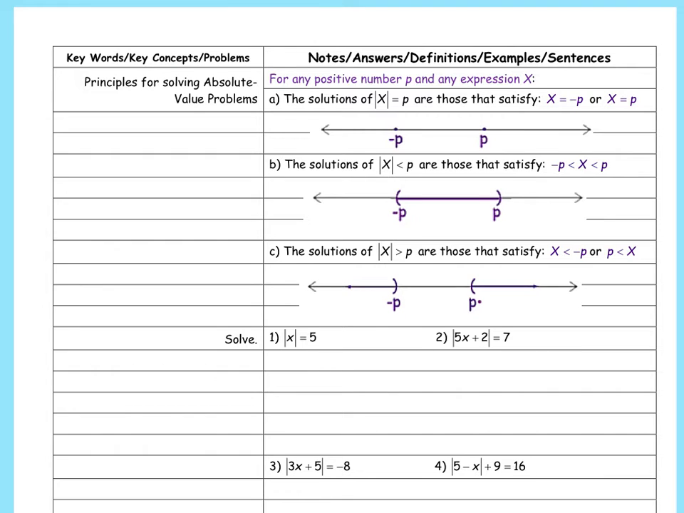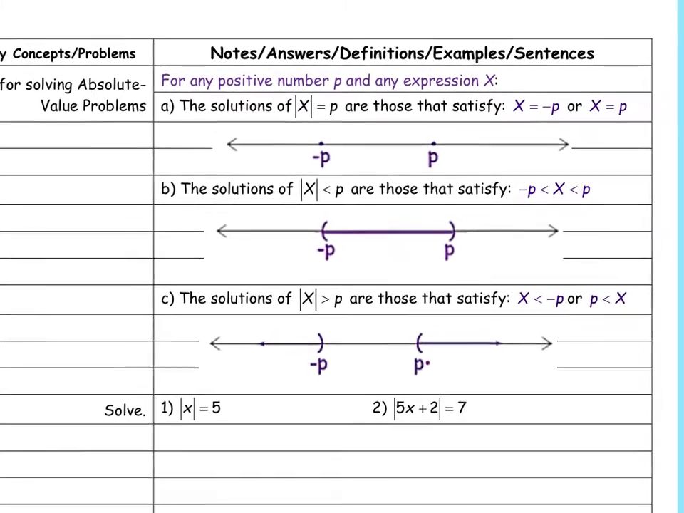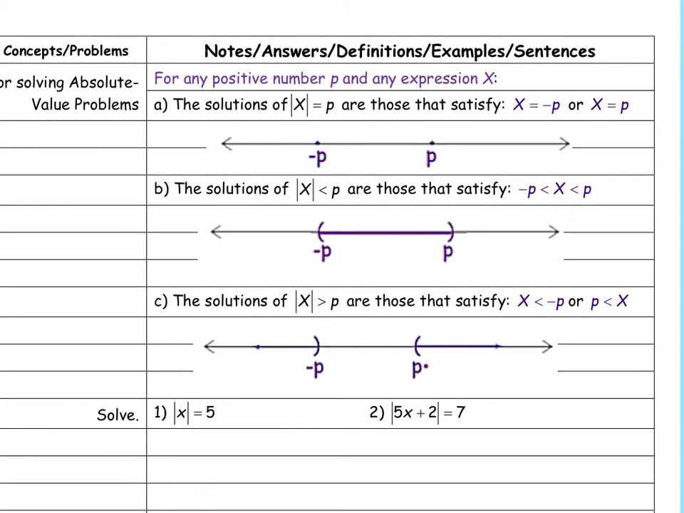And then we're going to talk about the principles for solving for absolute value. And this is where it kind of gets tricky. We'll get to the examples for this in a minute. It says, for any positive number p and any expression x, the solutions of the absolute value of x equals p are those that satisfy x equals -p or x equals p. That was the equal one.